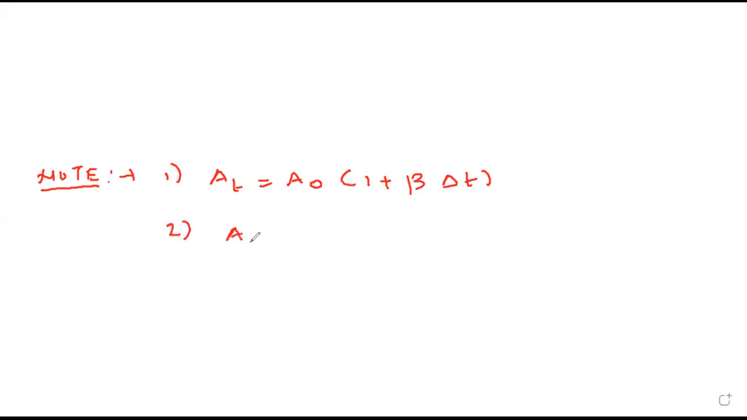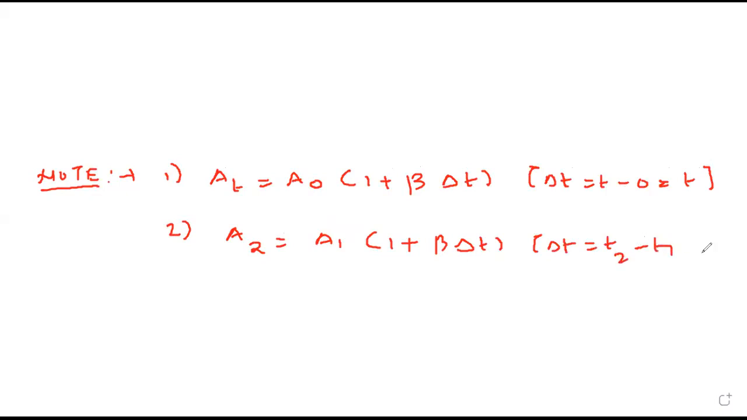Again, same history. Note. Now directly I am writing AT equals A0 (1 plus beta delta T). Or we can write A2 equals A1 (1 plus beta delta T). In this case, delta T is T minus 0, which is T, and here delta T will be T2 minus T1.